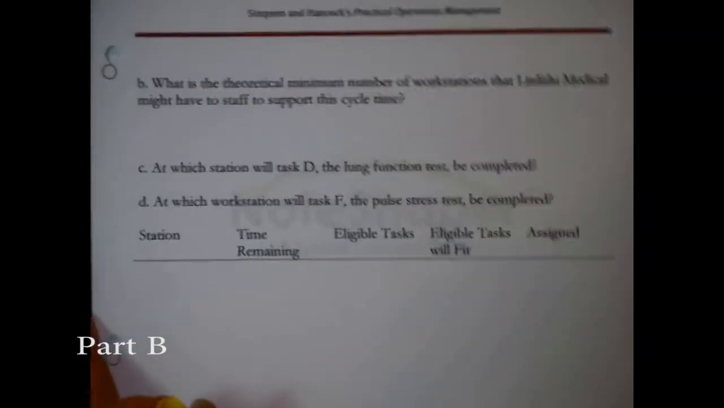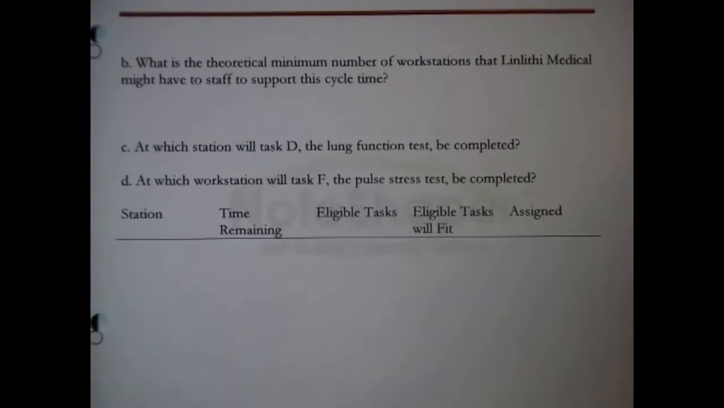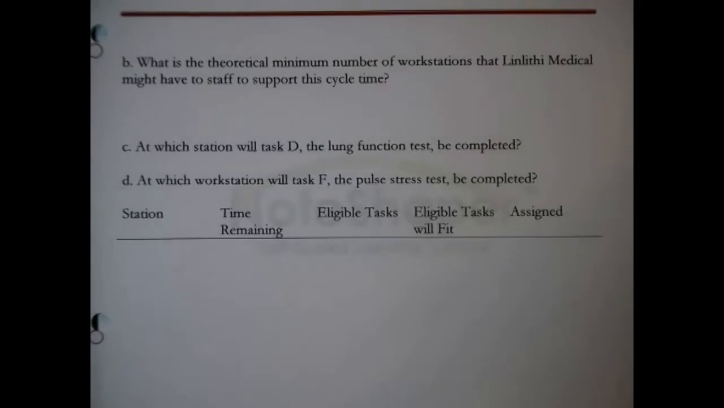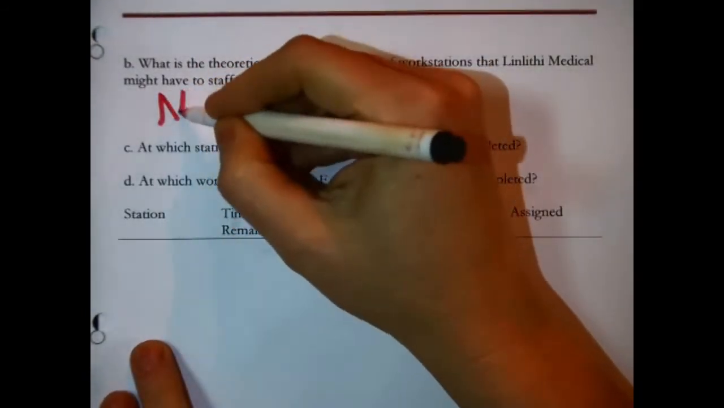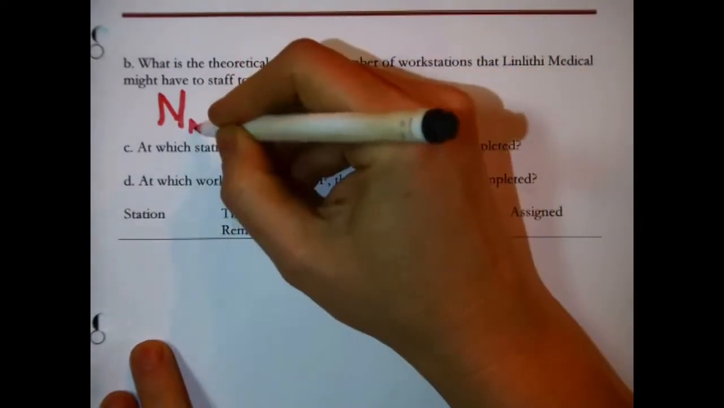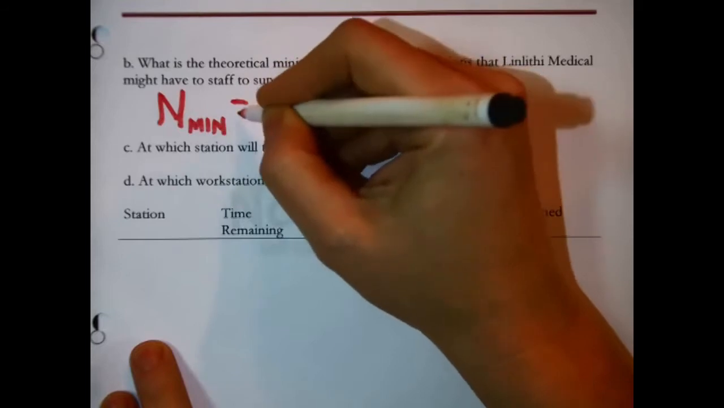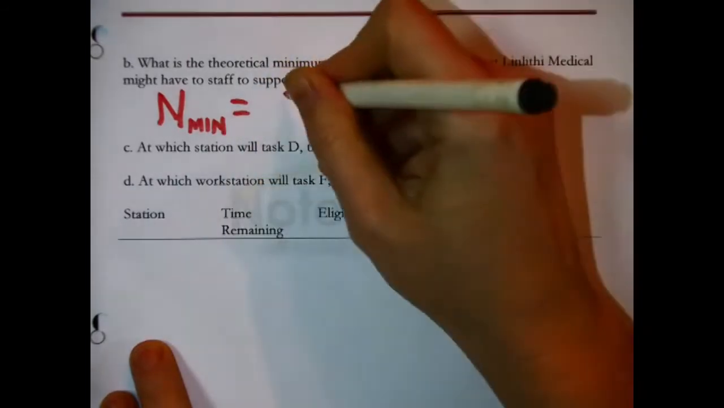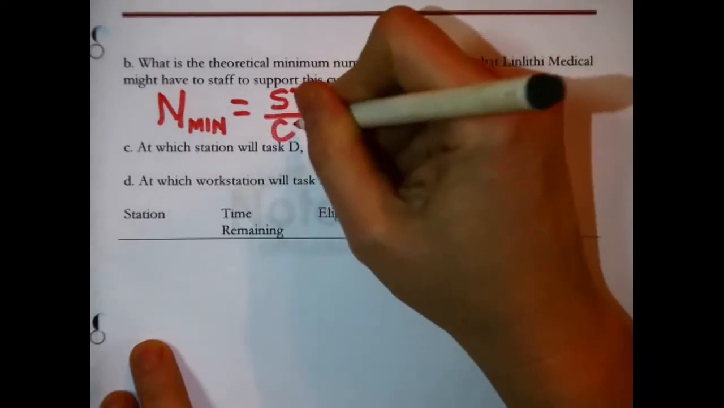Next question. What is the theoretical minimum number of workstations that Lin-Lithi Medical might have to staff to support this cycle time? All right, that's a formula. Capital N for number of stations, but we're talking about the theoretical minimum. Couldn't get any better than this. That is the sum of the task times divided by the cycle time.